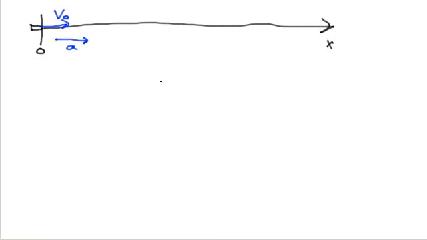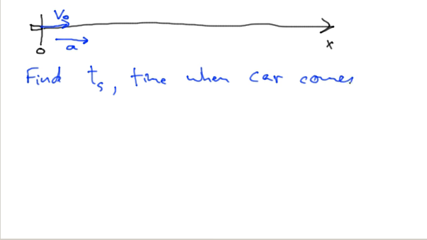And we're supposed to make a graph from time 0, the instant when the car has its nose right at the start line, and we're actually plotting the position of the front bumper of the car, until the car comes to rest. So we've got to find out when the car comes to rest. Find t sub s, s for stop, the time when the car comes to rest.